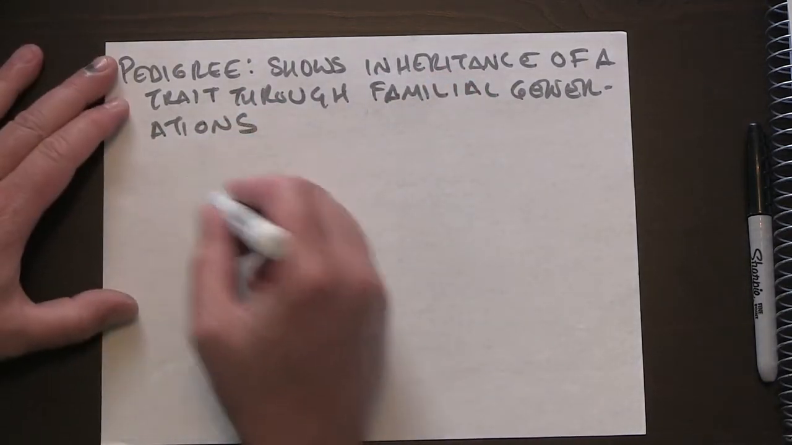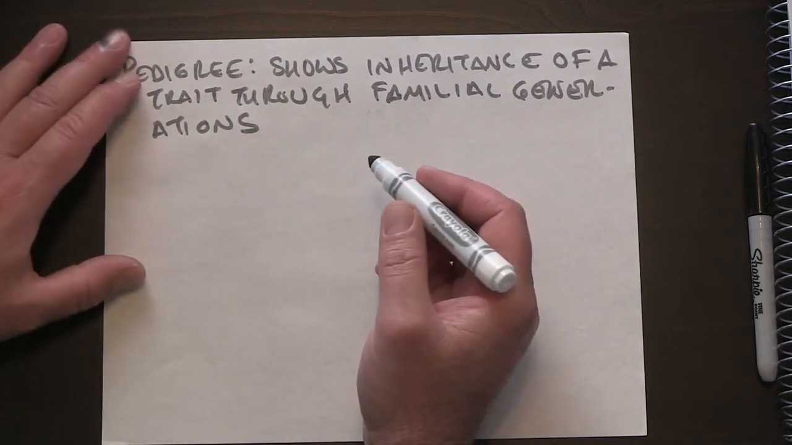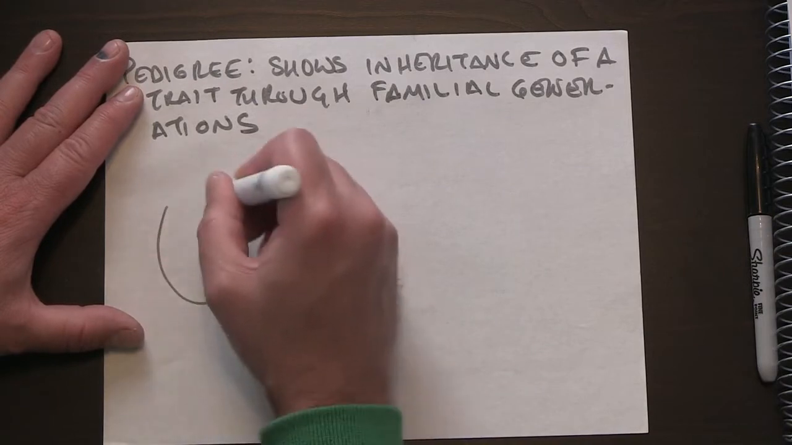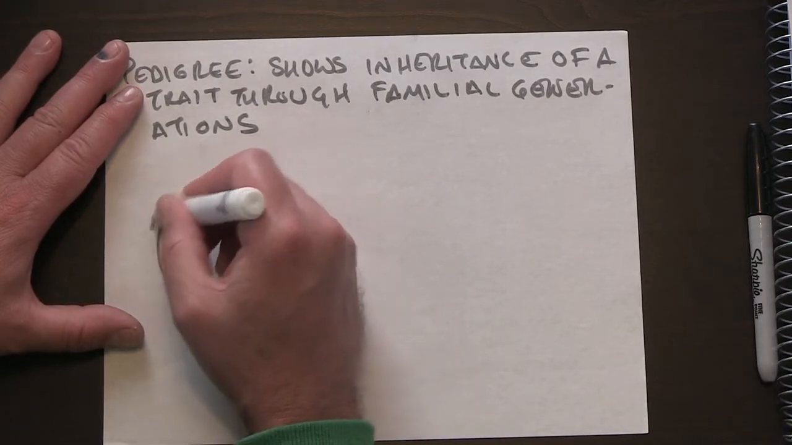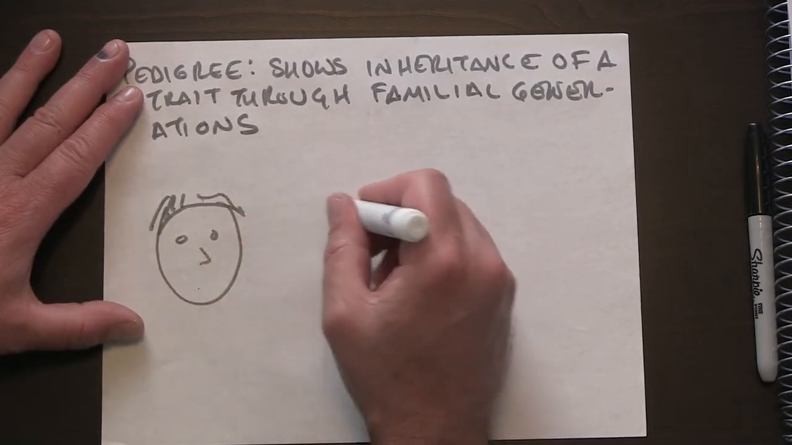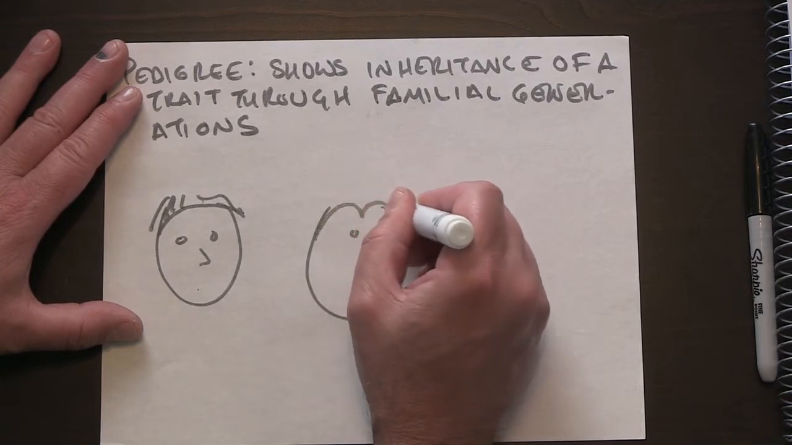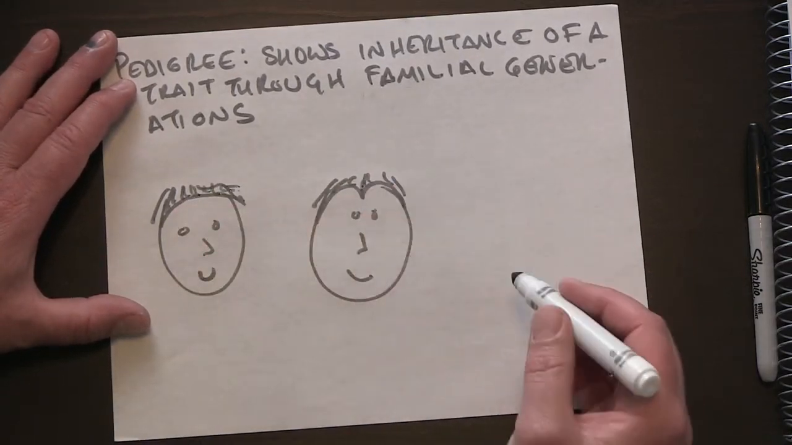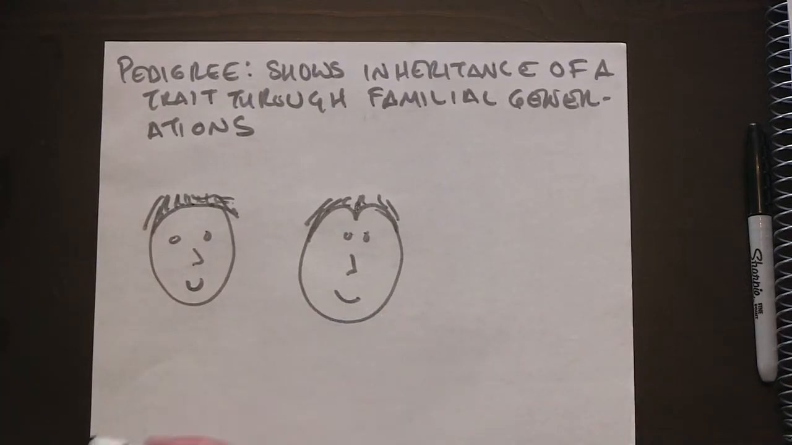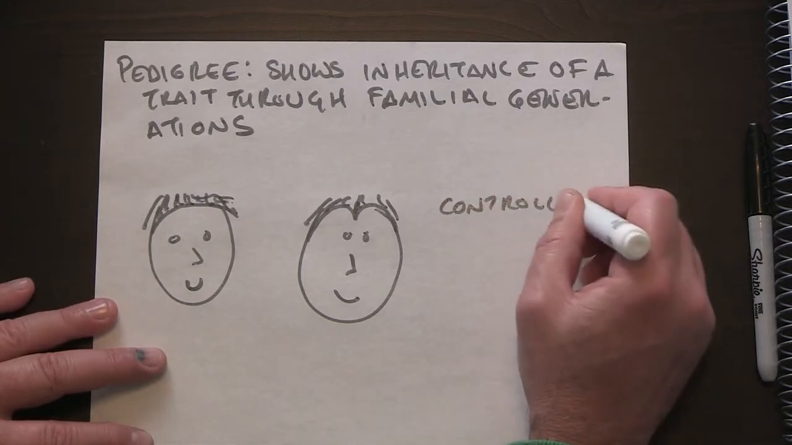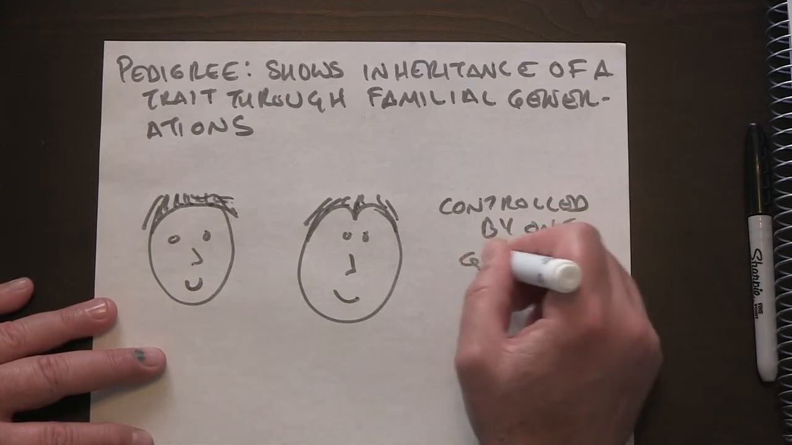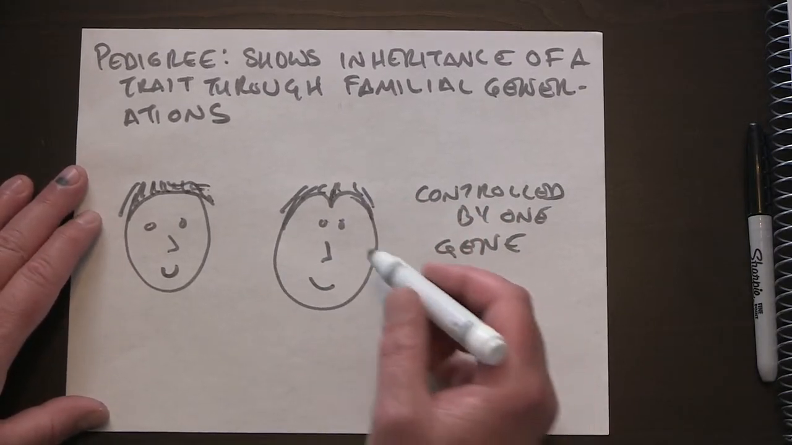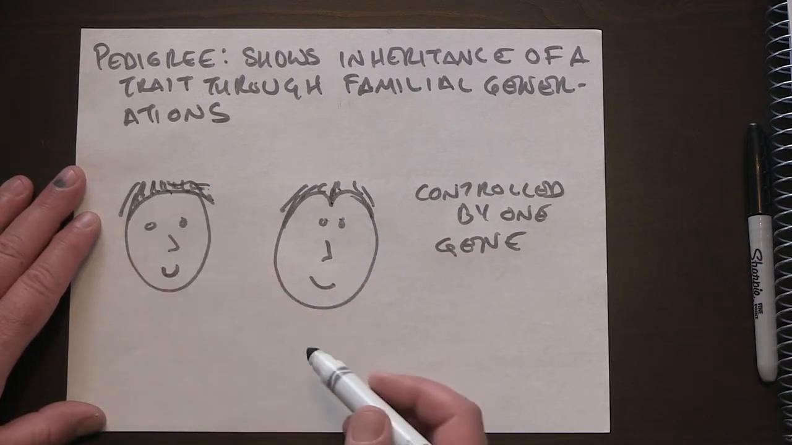Okay, so the character would be the shape or the contour, I guess, of the hairline. So you have some people who have a straight hairline. This is really awful. And you'll have other people who have more of a widow's peak hairline, right? This is a straight hairline and a widow's peak hairline. This is controlled by one gene. So we can figure out the genotypes of different people based on just what their phenotype is, whether they have a widow's peak or a straight hairline.